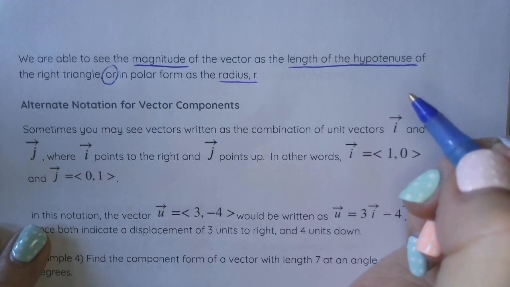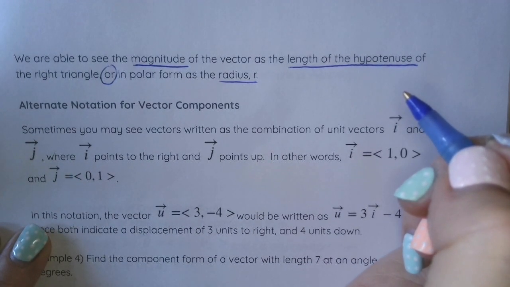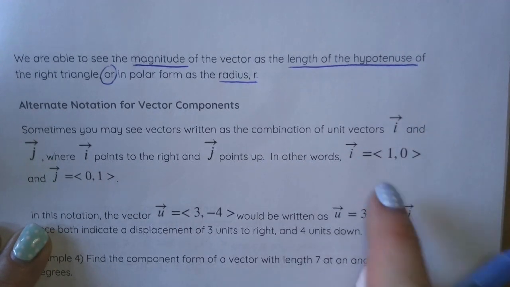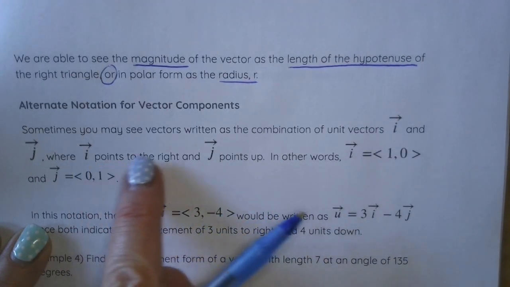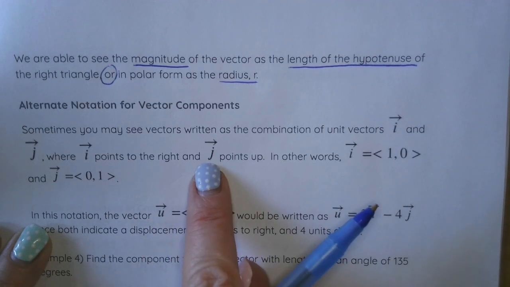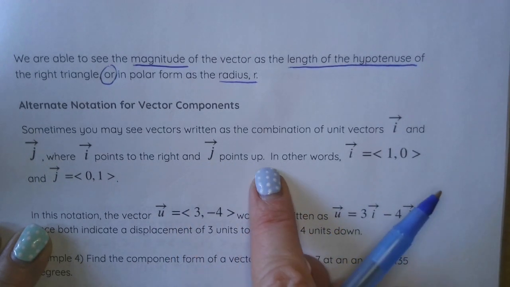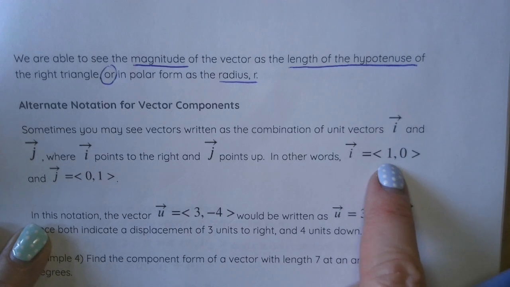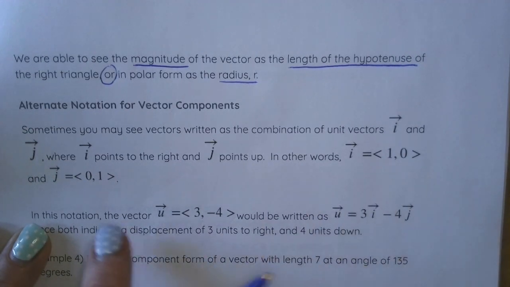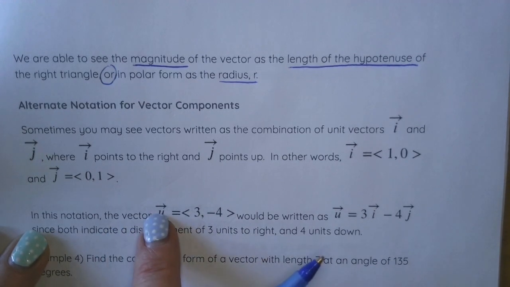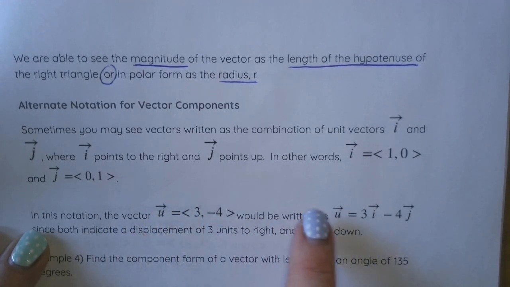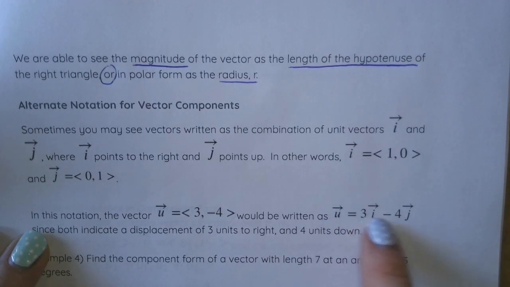So let's talk about some alternate notation for vector components. Sometimes we may see vectors written as a combination of unit vectors i and j, where i is the point to the right and j is the point upwards. In other words, i is the component vector 1, 0, and j is 0, 1. In this notation, the vector u, 3, negative 4, can be written as 3 vector i minus 4 vector j.